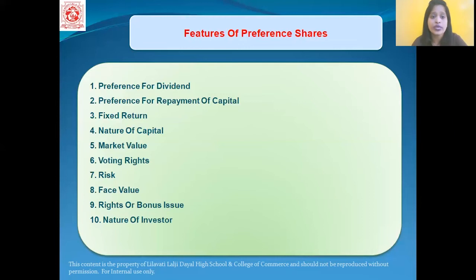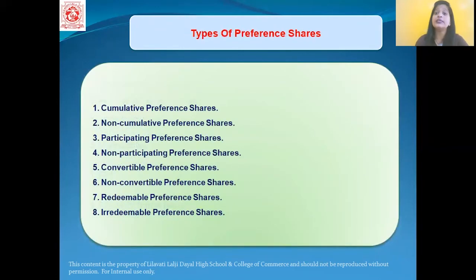Let's have a quick recap on the points. First one, preference for dividend. Second, preference for repayment. Next, you have fixed return, nature of capital, market value, voting rights, risk, face value, right or bonus issue, and the last one is nature of investor. Let us now move on, students, to the next answer, that is types of preference shares. Types is also one of the important answers that may be asked in your board exams.